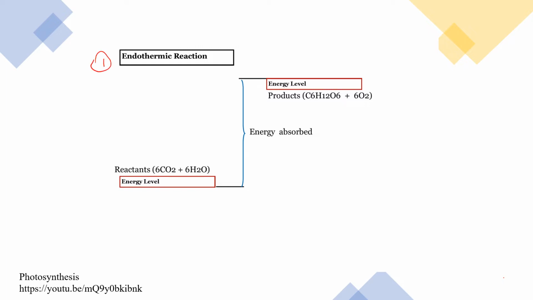A good example for endothermic reaction is photosynthesis, where the reactants are carbon dioxide and water, while the products are glucose and oxygen. The energy levels between the reactants and the products are different. So the difference in energies between the reactants and products is the amount of energy absorbed.